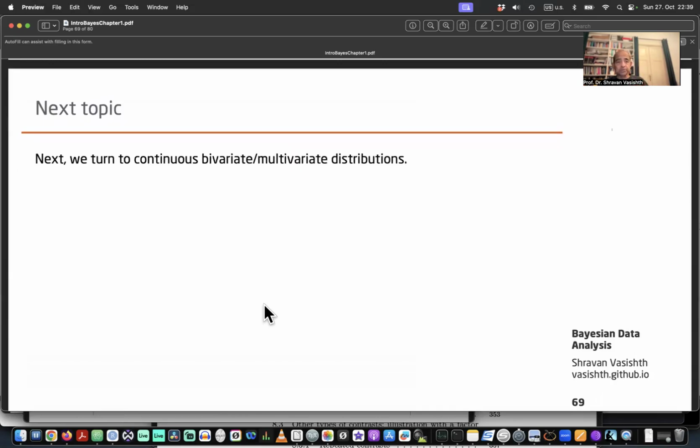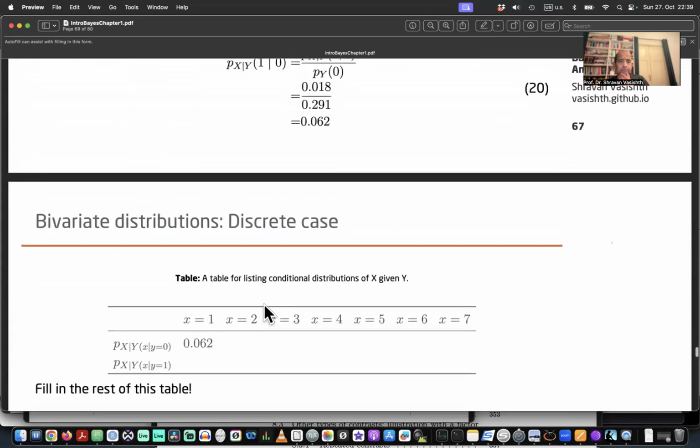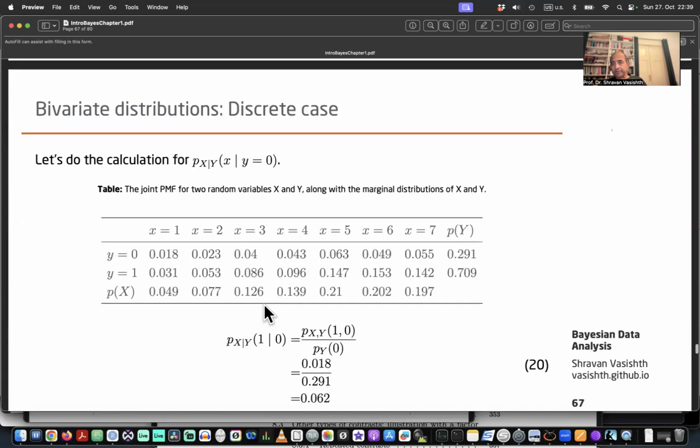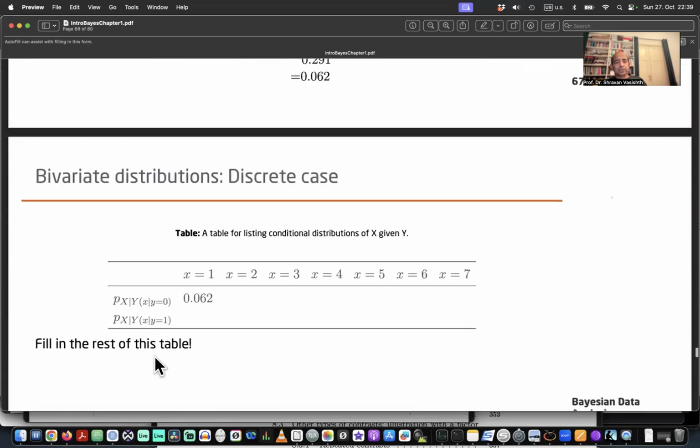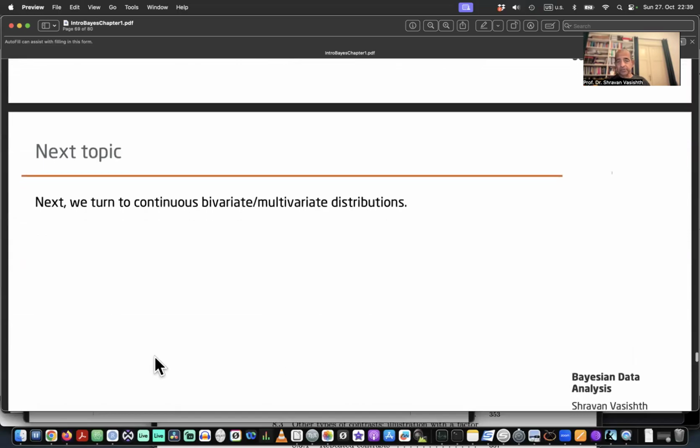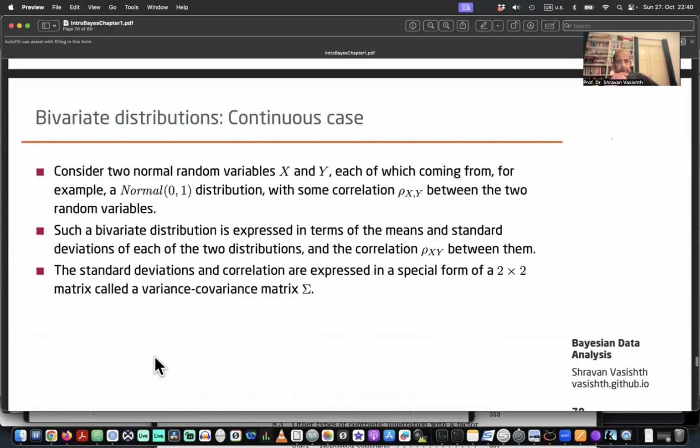And now I'm going to turn to the continuous bivariate case. Sorry, I misspoke there. It's the discrete bivariate case. So now what I want to talk about is the continuous bivariate case. I'm not saying anything about multivariate distributions yet, but multivariate distributions, both in the discrete and continuous case, are generalizations of the bivariate situation. So once we understand the bivariate case, the multivariate case is just more of the same, right? So let's focus on the bivariate situation.